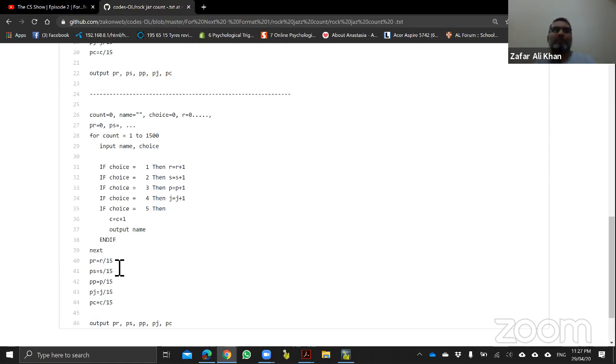So I have simplified the formula. This is R over 15. So this is the percentage being found. So this is very simple. Go on for 1500 times. Every time input the name and choice. Count the choice of each student in their respective variables. Remember the choices with plus 1. If someone chooses number 5, then output their name as well. And then once you get out of the loop, find the percentages of all 5 choices and then output the percentage on the screen.